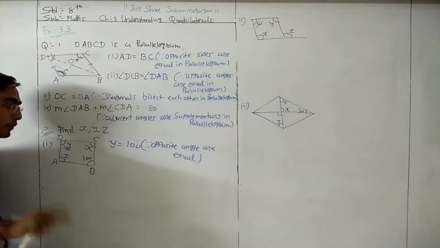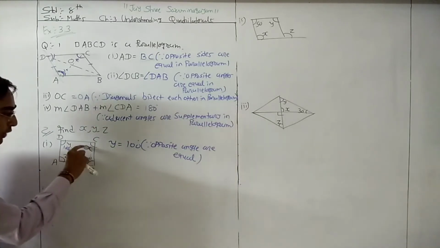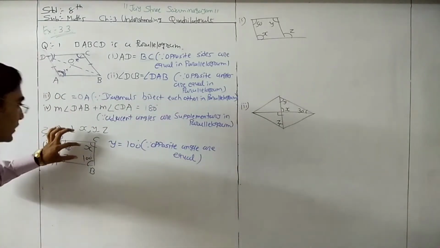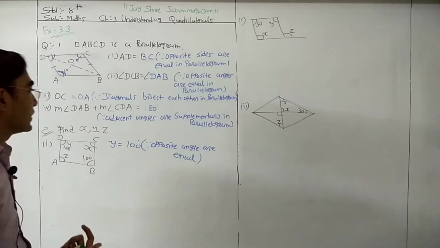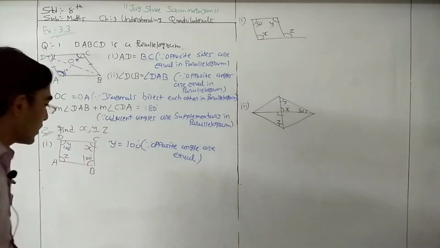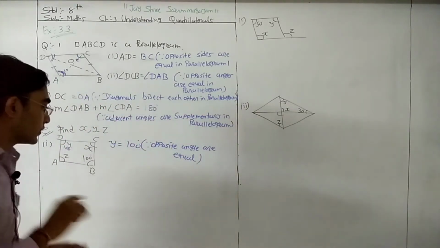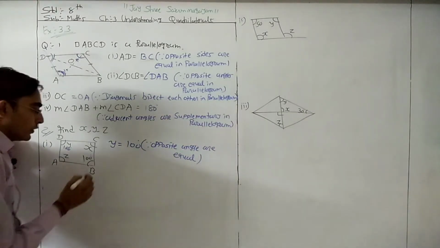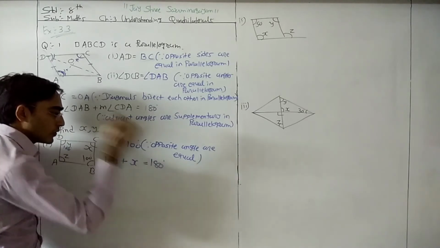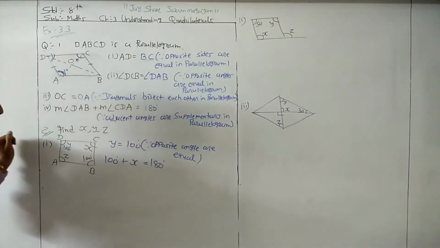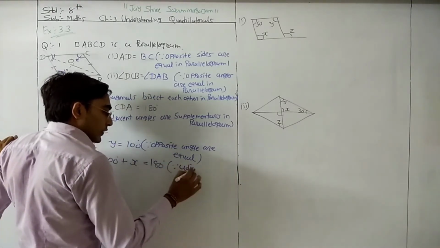Now if you want to find the value of x, then here x plus 100, these two are the adjacent angles, right? The sum of two adjacent angles is equal to 180 degrees. So this property we can use here. So here 100 plus x is equal to 180 degrees. In this way we can write the adjacent angles.